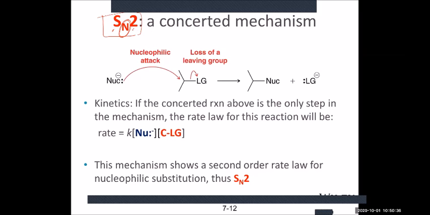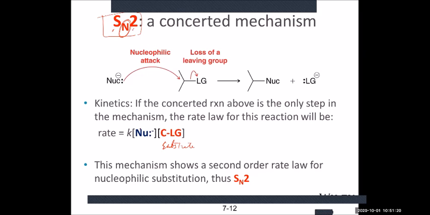This reaction, second order, means that we have both a nucleophile and a substrate in the rate determining step. We have both together. And the rate law for the reaction, according to the kinetics we learned in the 2nd semester general chemistry, is a rate constant times the concentration of the nucleophile, and times the concentration of the substrate.